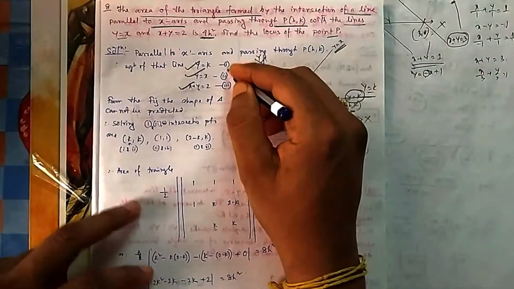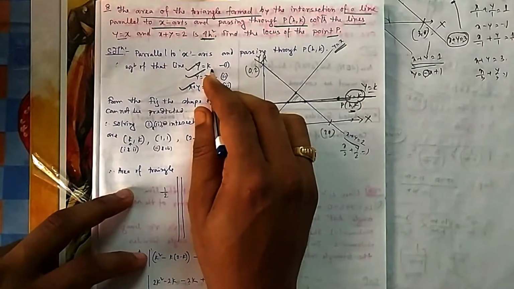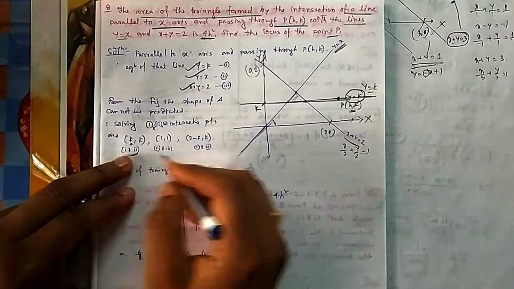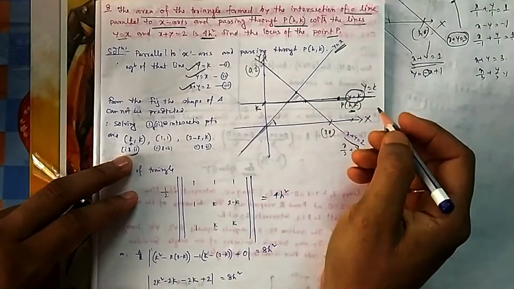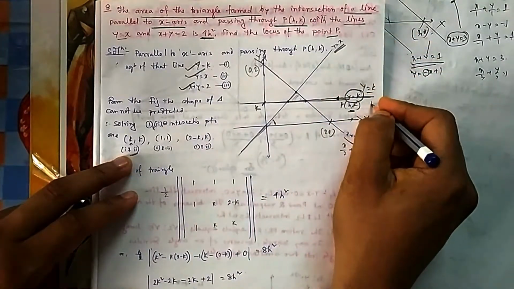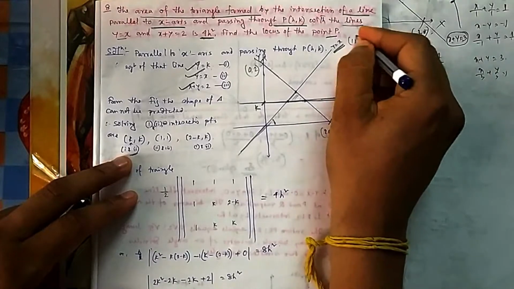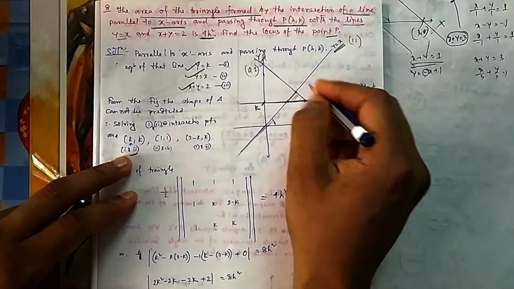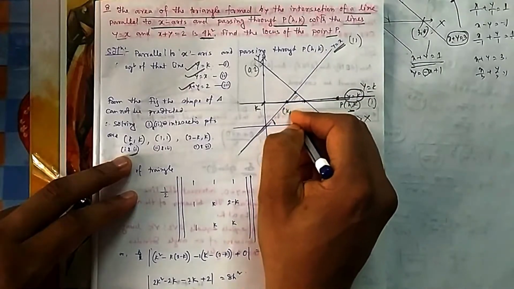Suppose I solve 1 and 2. Y is already given as k, so if you put it there, x is also k. So solving 1 and 2, this point will be k, k. This is equation 1, this is equation 2, and this is equation 3.